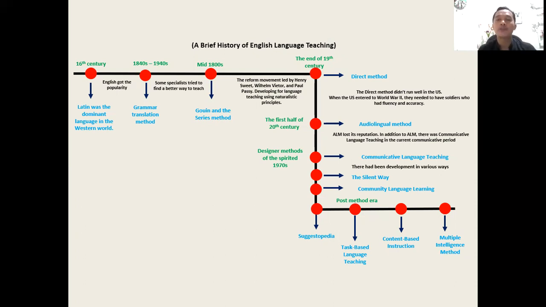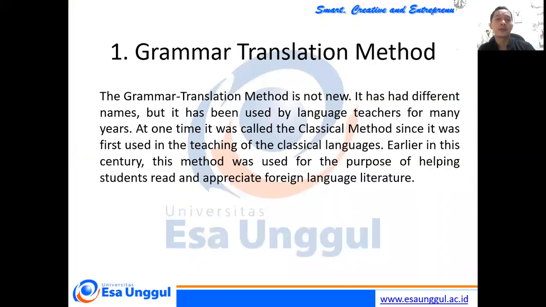After the direct method, we have the audiolingual method, and then communicative language teaching, the Silent Way, Community Language Learning, Suggestopedia, TBL, content-based instruction, multiple intelligences method, and etc. There will be more and more English language teaching methods that will always come. First, I'm going to teach you briefly about these methods. For further information, you can read the module.